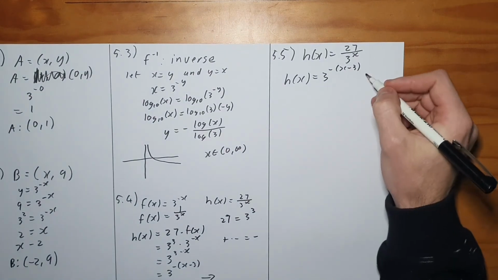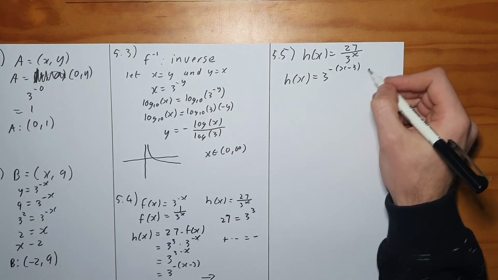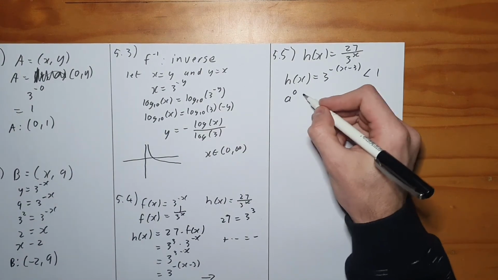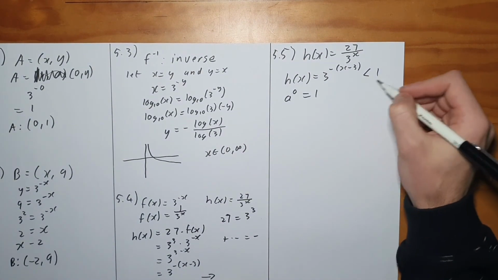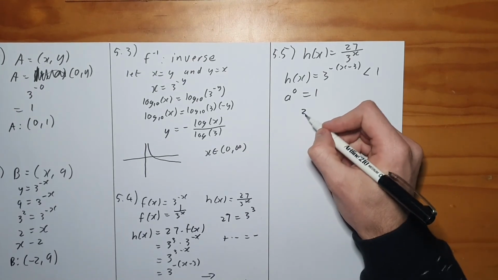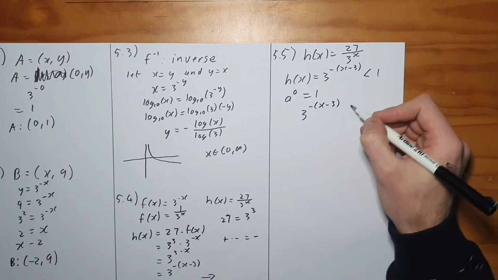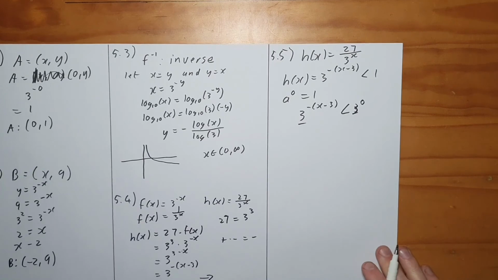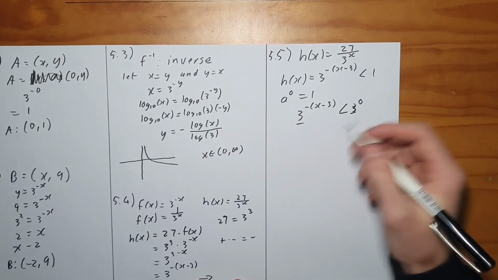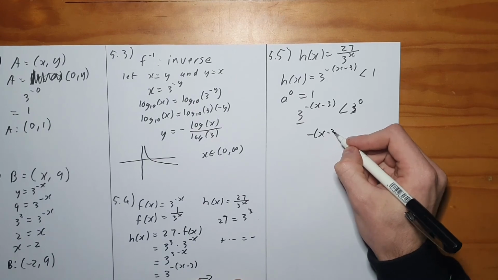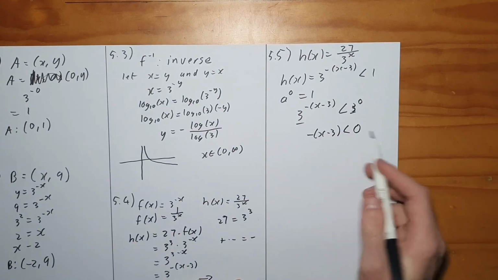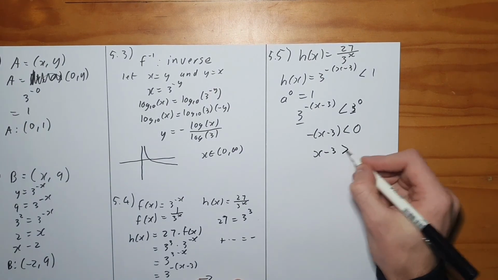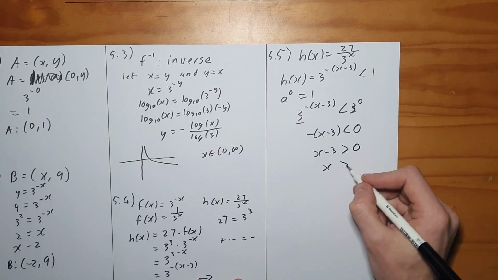And we want to know where this is less than 1. Again, your exponent rules, remember anything to the power of 0 equals 1. So I'm going to rewrite this 1 with a base of 3. So I'm going to have 3 to the negative x minus 3 is less than 3 to the 0. Now that I have the same bases, I can drop the bases and just work with the exponents. So negative x minus 3 is less than 0. Divide both sides by a negative, which means my sign swaps. So x minus 3 is greater than 0, which means x must be greater than 3.